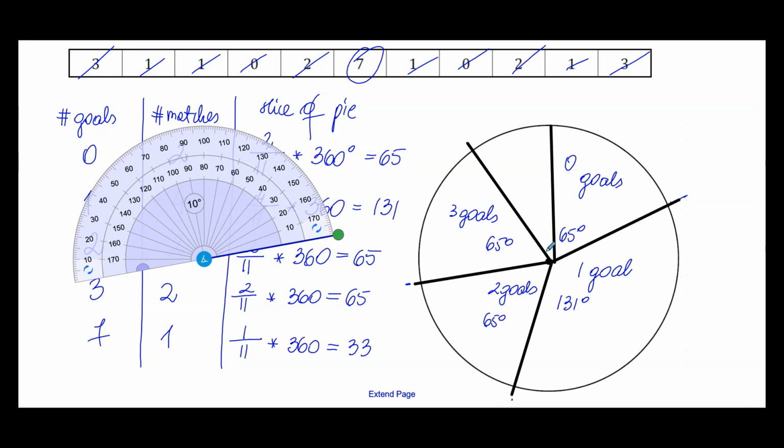Now, to make sure that we've done the right job, we can measure our third angle. The third angle should read 33. And that was 7 goals, and the angle here is 33. So that's how we do a pie chart. We have to know how to do that. Apart from pie chart, what other chart do we need to do? Histogram, isn't it?